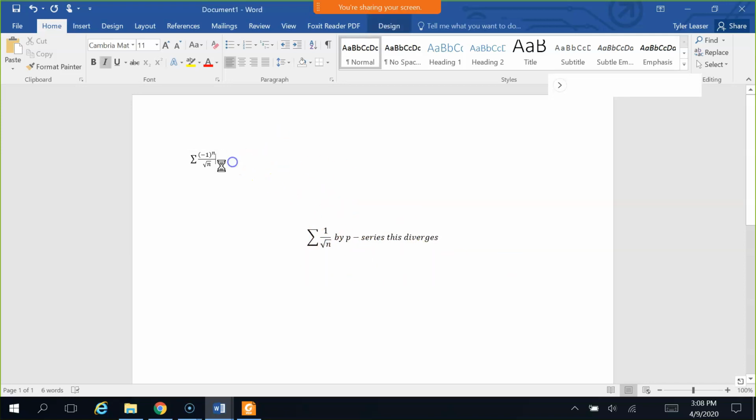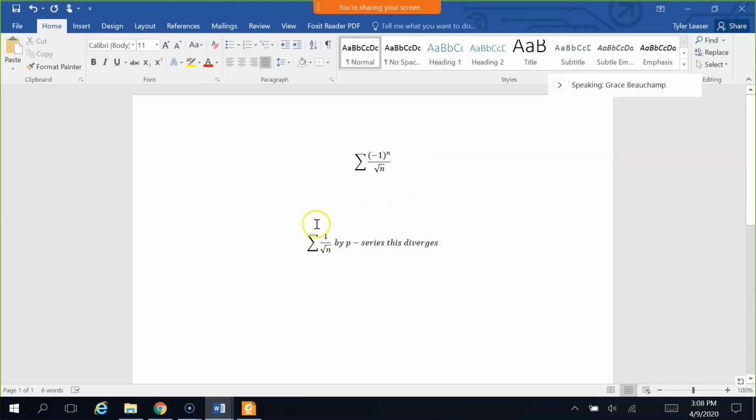The problem with thinking about it that way comes back to this one up top here. When you have an alternating series, just because the absolute value diverges does not mean that the original series diverges. And just because the original series diverges does not mean that the absolute value series diverges. But they do have a relationship. If this one converged, then this one would automatically converge. But we don't have that. So we're going to have to do the alternating series test.